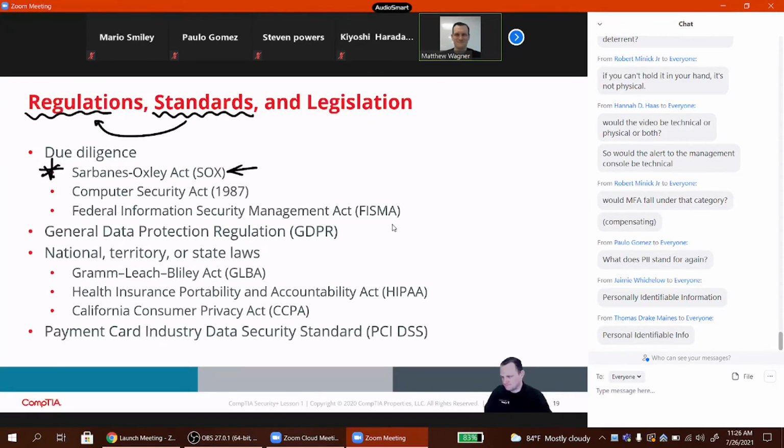How about FISMA? I think we can skip the Computer Security Act. FISMA, Federal Information Security Management Act. It's how essentially defense contractors or anybody who's going to get involved with the U.S. government has to configure and secure their IT systems. And you have to be FISMA compliant before you can even bid on a government contract.